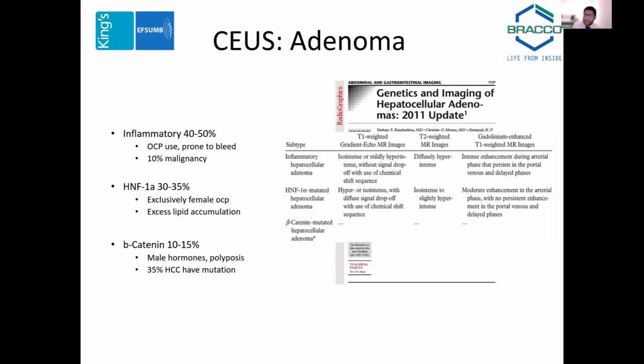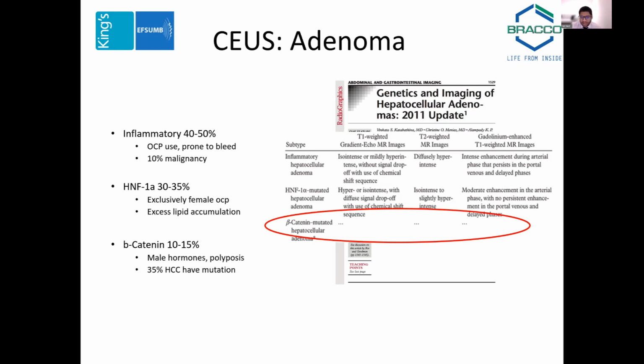Whilst the beta-catenin are the ones we want to look for, because 35% of these have a mutation that overlaps with HCC and therefore can be considered as potentially pre-malignant. But you cannot characterize them because, unlike the others, they have no specific defining features.